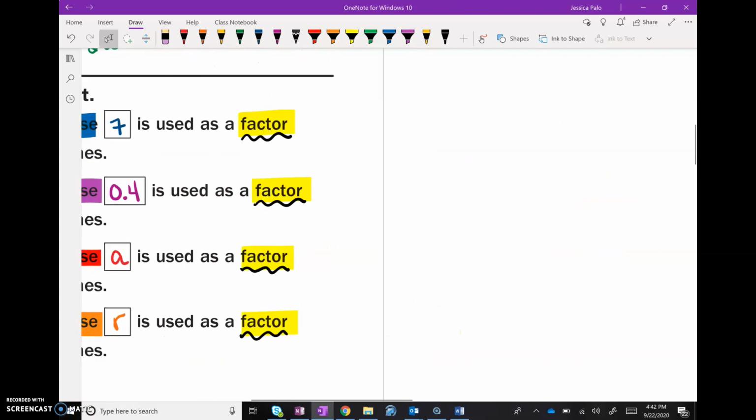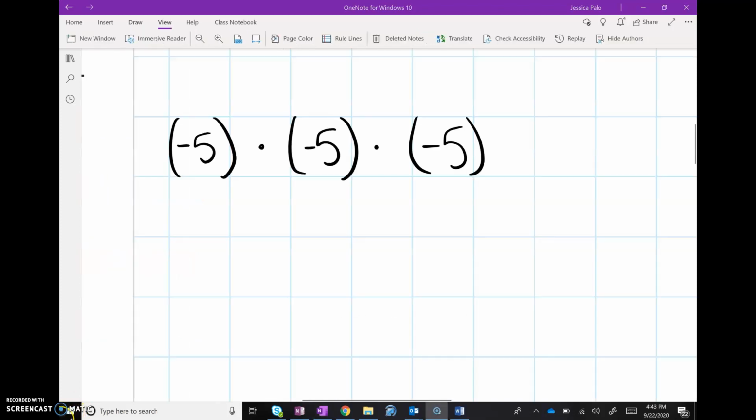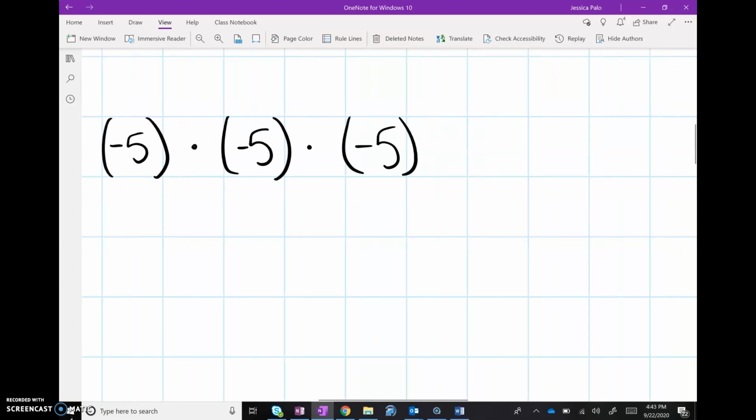Now we're going to slide off to the side so I can show you an additional example that is very important to know. If you have the number -5 being used as a factor, you must make sure that when you write the base, it is in parentheses. So -5 is being used as a factor 3 times. So your base is -5 in parentheses raised to the 3rd power. The parentheses are very important.